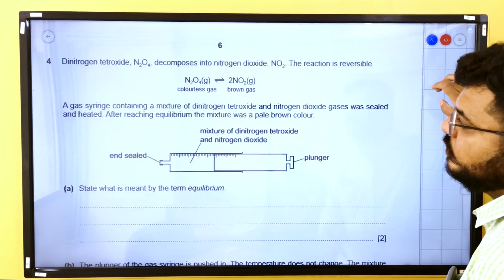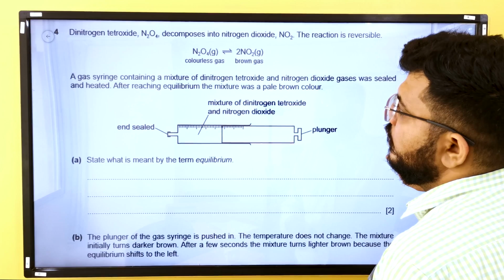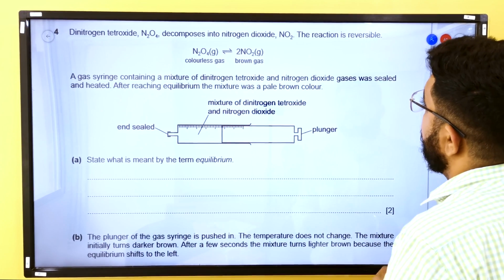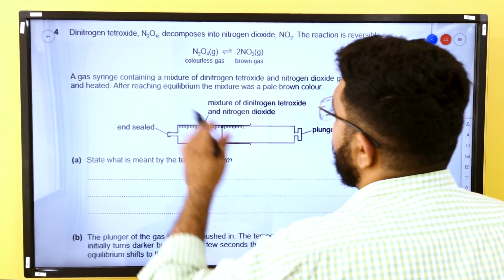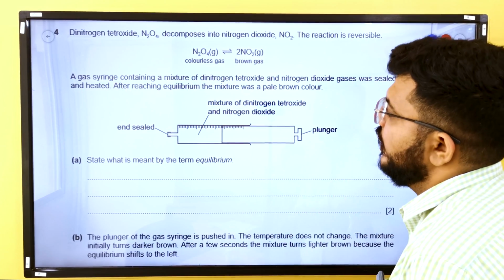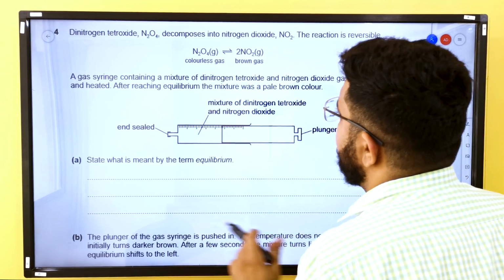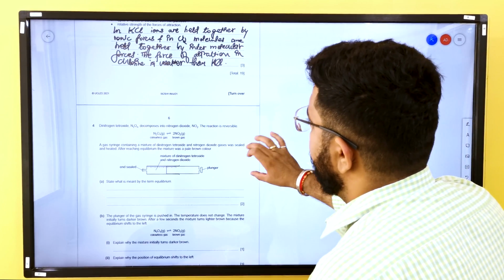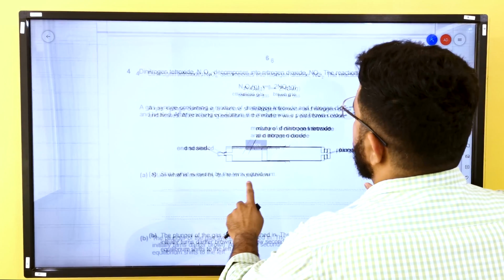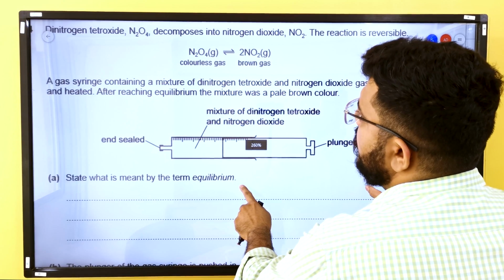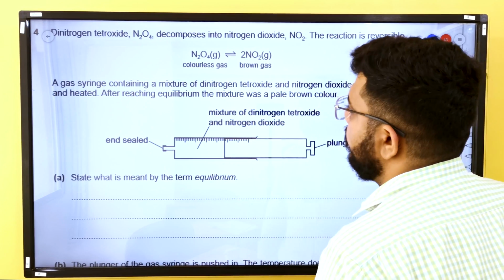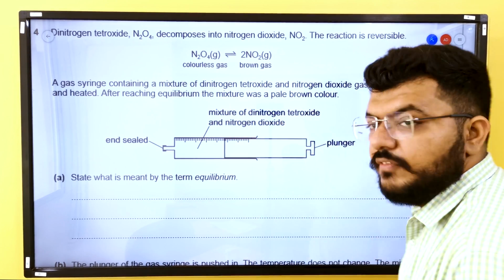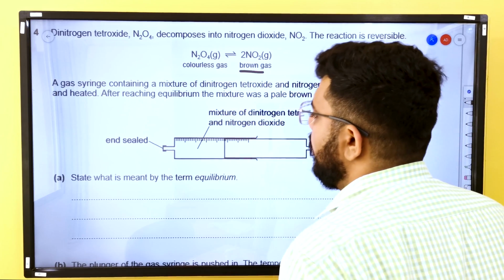Okay, let's go to question number 4. Dinitrogen tetraoxide decomposes into nitrogen dioxide. The reaction is reversible. A colorless gas becomes a brown gas. A gas syringe containing a mixture of dinitrogen tetraoxide and nitrogen dioxide gas was sealed and heated. After reaching equilibrium, the mixture was pale brown color. Why? Because it did contain some brown gas.